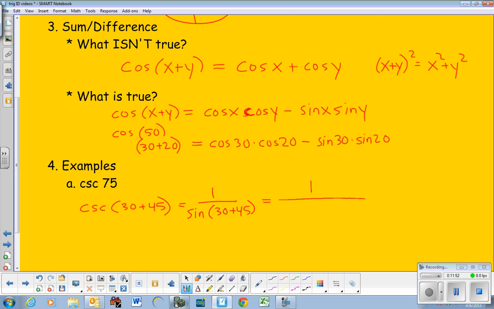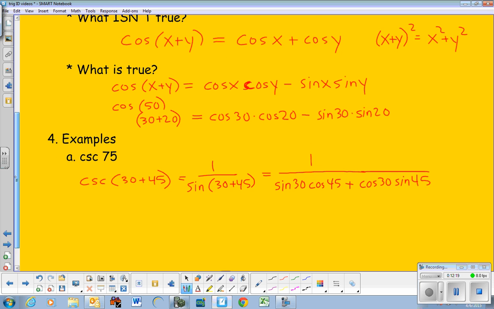Sine 30 cosine 45 plus cosine 30 sine 45. All right, always just look back at your identities. I think I got that. Let me double check. Sine A plus B, sine A cosine B plus cosine A sine B. All right, I think I've got it.